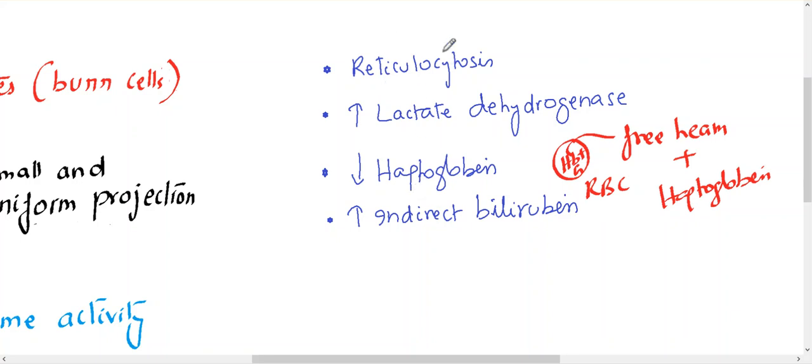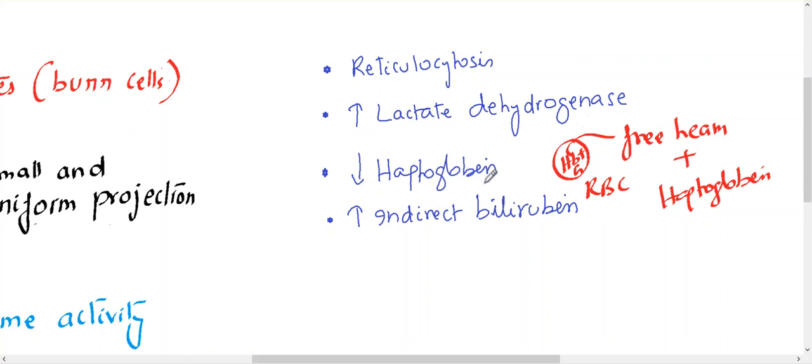So reticulocytes, normally it is 0.5 to 1.5%, but in hemolytic anemia it may even go to 2% or more than 2%. Why? Because when RBC gets damaged, the bone marrow will try to produce more and more premature RBCs. As a result, there is a reticulocytosis. The RBC also releases an enzyme called lactate dehydrogenase. That is why in all hemolytic anemia, the level of lactate dehydrogenase will go up.